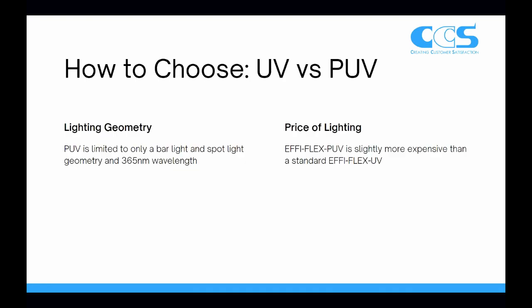So when the result with pure UV or UV is the same, how do we choose which option to use? The first thing to consider is the lighting geometry. Pure UV is limited to only bar lights and a spotlight and can only be 365 nanometers. So if you need a ring light or a different wavelength, you just can't use the pure UV technology. The other thing to consider is the price. Pure UV is slightly more expensive than the standard FE-Lux UV. It's not a crazy amount by any means, but it is something to note.